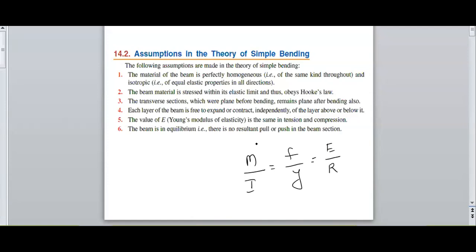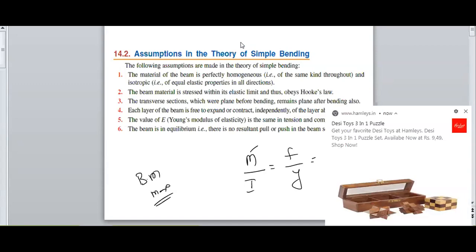Where M is the maximum bending moment under the beam. This can be found by the shear force and bending moment diagram. In the bending moment diagram, we need to find out the maximum bending moment under the beam due to the external load applied on the beam.